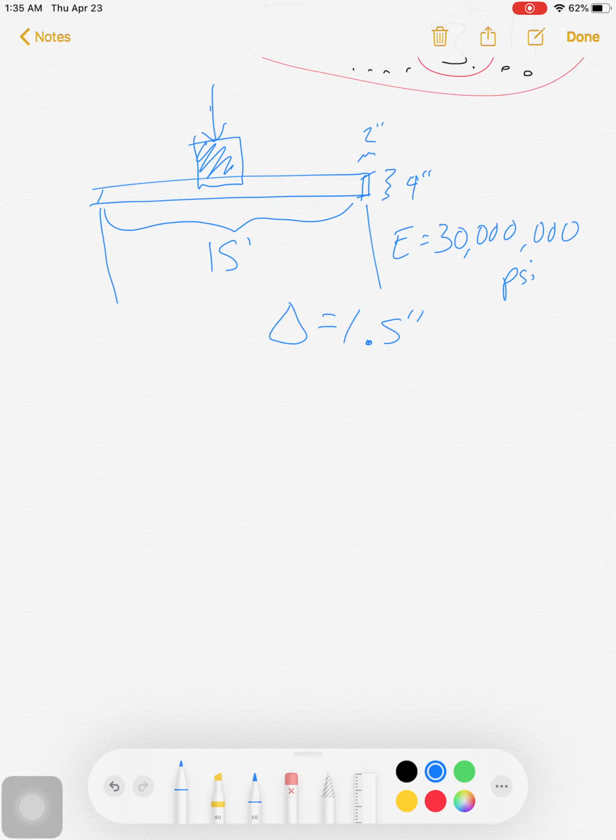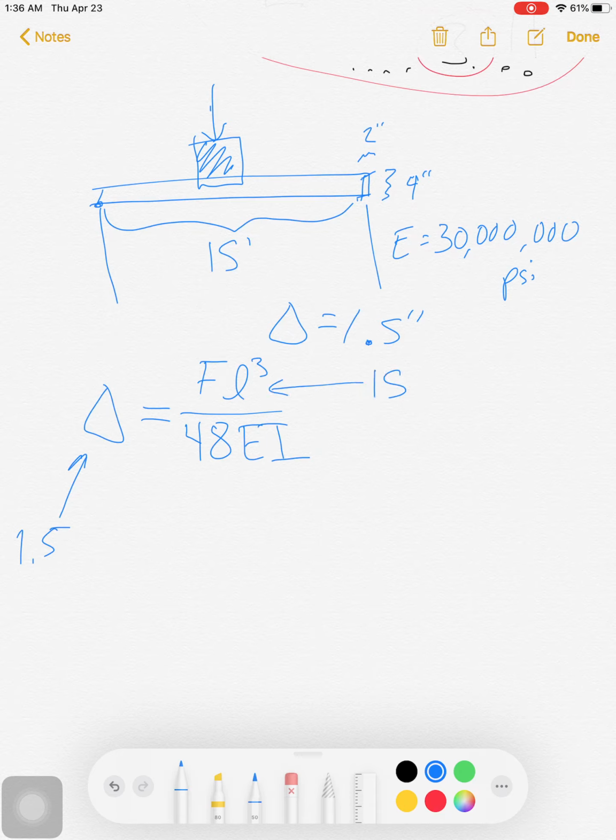So let's look at our equation here. We'll say our deflection is the force length cubed over, and what kind of beam is this? Notice it's held at both ends, so we're going to use 48 EI. So we want to find a couple of things first. We want to figure out what we have here. We know our deflection. It can be 1.5 inches. We don't know the force yet. We're going to want to solve for that. The length is 15 feet.